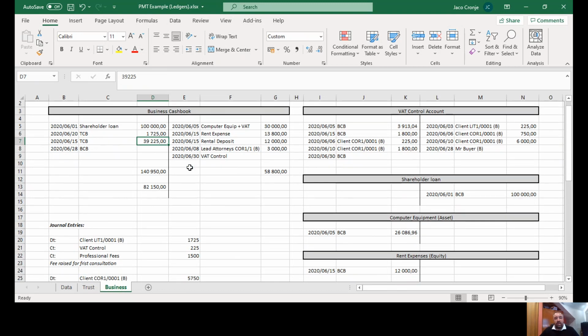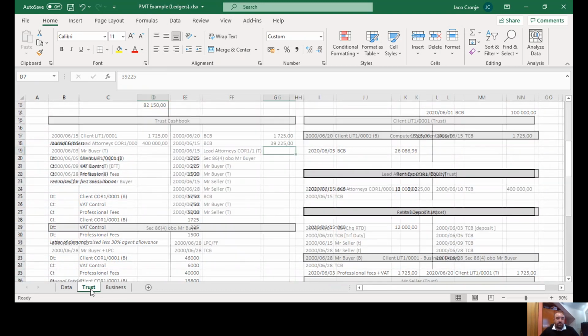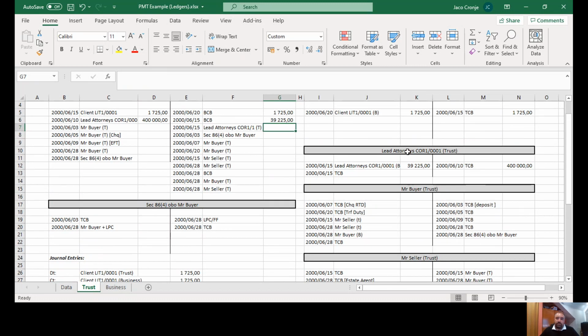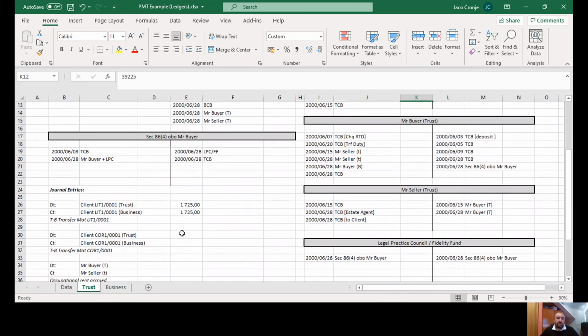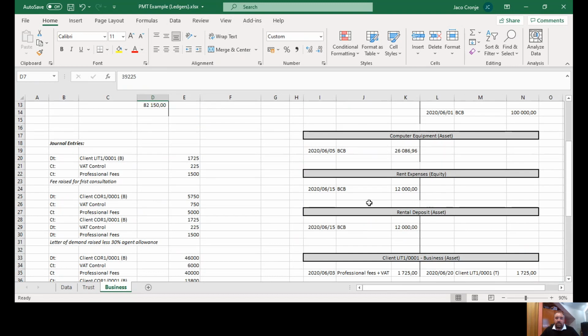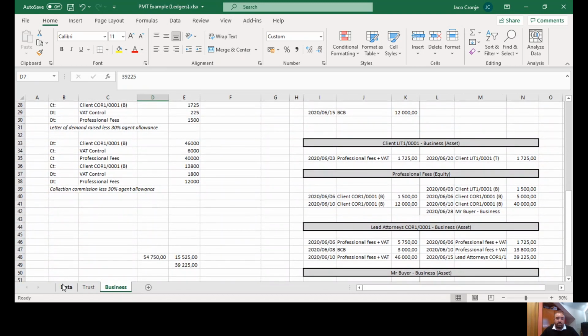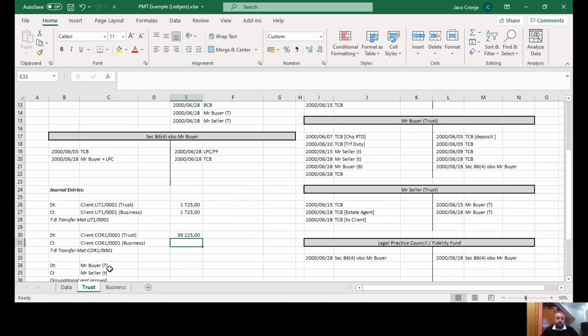amount. And now we've got to remember to go and do our actual journal. So remember, a transfer journal reflects under the trust tab. So what did we do? We debited our client COR11 his trust ledger with 39,225. And what did we credit? We credited his business ledger with 39,225.